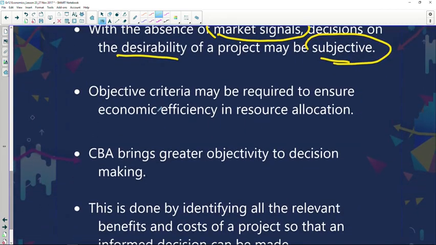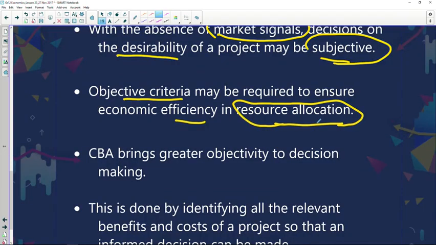Also, moving right along, we know that objective criteria may be required to ensure economic efficiency in resource allocation. Remember, it's important that we consider resource allocation because economics is all about that: the fact that we have limited resources and unlimited wants and needs. So we have to work with the limited resources that we've got at our disposal in order to make sound economic decisions. If we don't allocate our resources accordingly, then we are going to find ourselves in trouble.